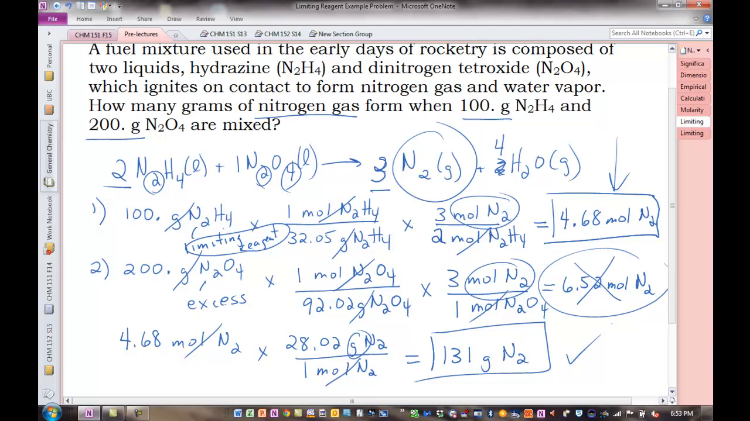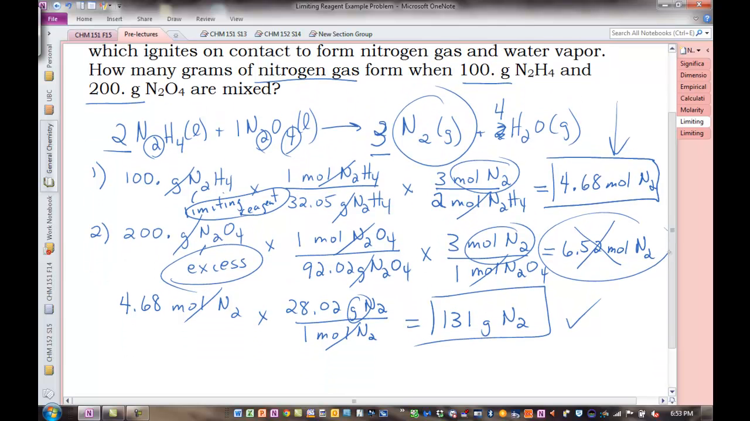If you're comfortable with that, great. This problem did not ask you to calculate the amount of excess reactant left over. We know N2O4 will be in excess. Let's go ahead and do that just for practice. All right, let's try to figure out how much N2O4 remains. All right, so we answered the question that was there. How much nitrogen gas is formed in terms of mass? We're done. But what if the problem then went on to say how much excess remains?